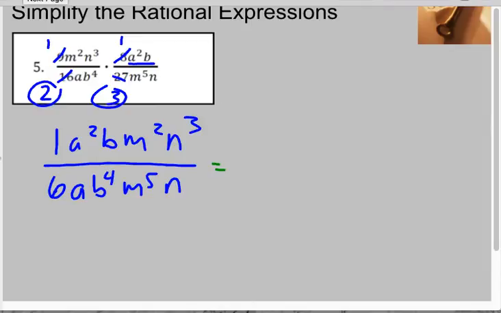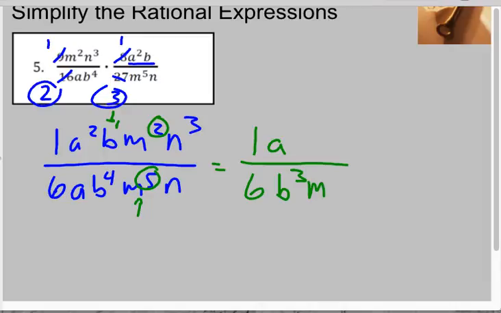The 1/6, nothing changes there. I have more a's in the numerator, 1 more, so an a to the 1st. B over b to the 4th. We have 4 b's here, we have 1 b down here. Multiplying 4 b's down here, so it's 4 minus the 1, I get b cubed down here. M squared over m to the 5th. 5 minus the 2 is going to give me an m cubed. That m cubed is going to be in the denominator. And then finally, n to the, well, 3 minus 1 is 2, so that's n squared. So rewriting this, a n squared over 6 b cubed m cubed.